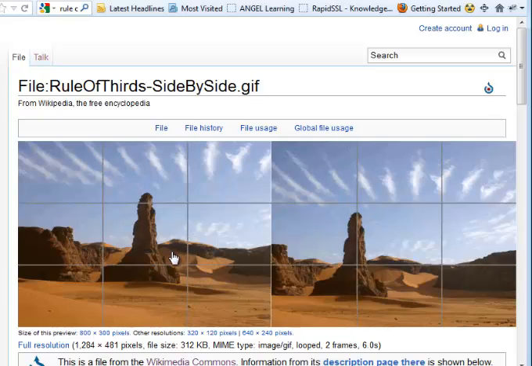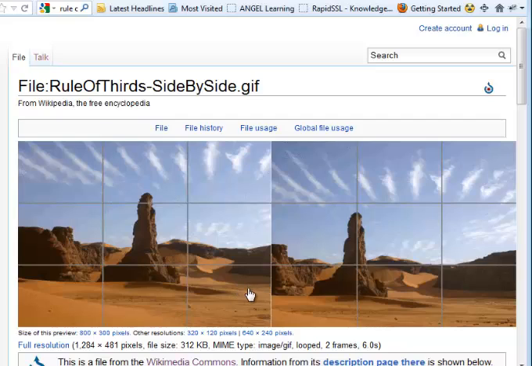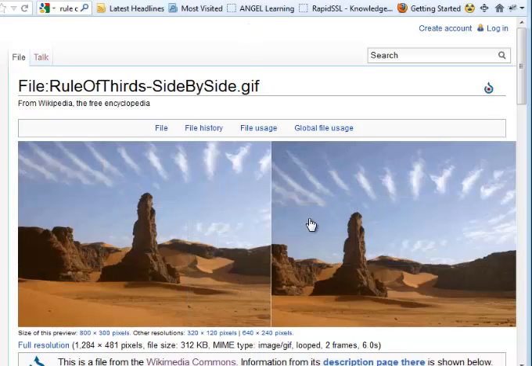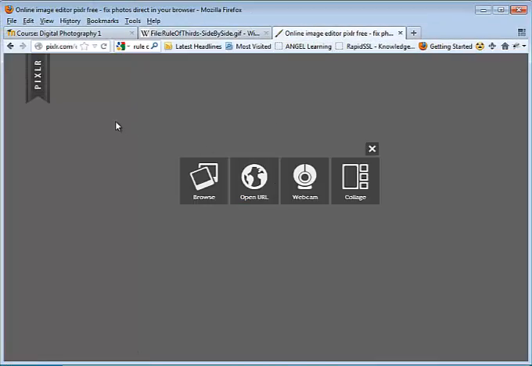And so even if you do place the image in the center when you take your photograph, it is possible for you to crop the image using our online editor that I introduced in another lesson. Let's go there now and show you how you could use Pixlr Express to apply the rule of thirds through cropping to one of your images.